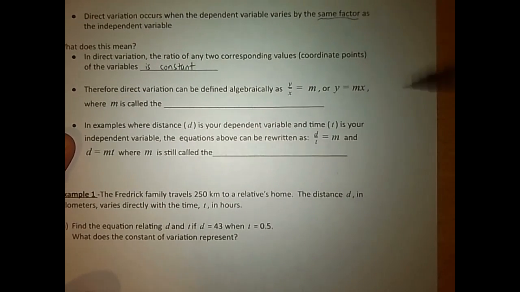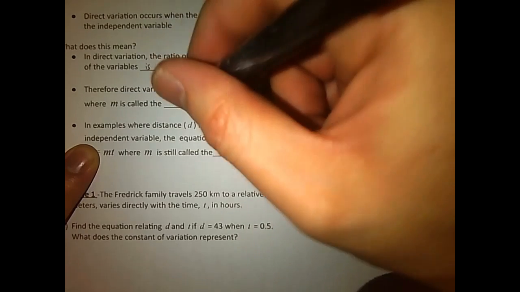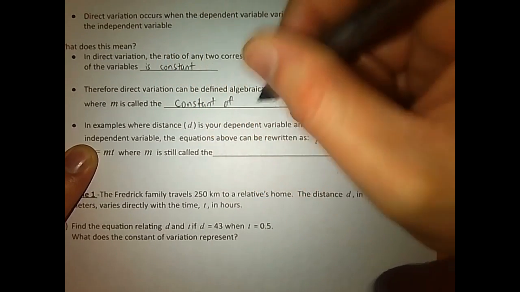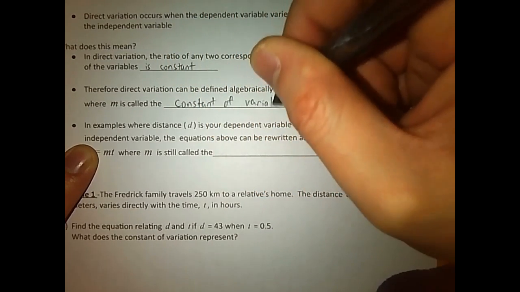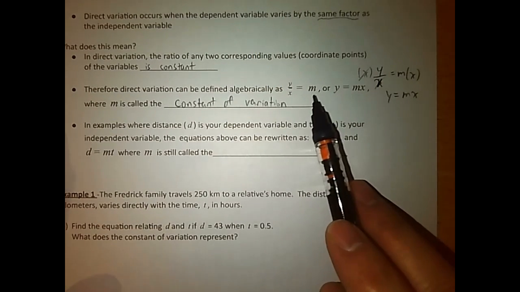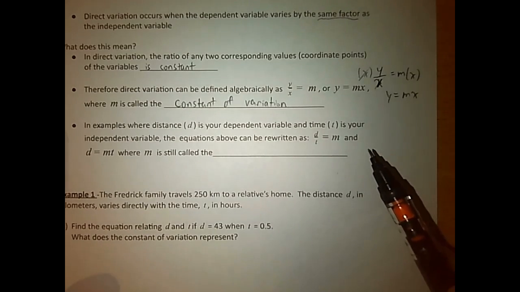So I can do that over here. y over x is equal to m. I want to multiply both sides by x, so that cancels out the fraction, and I'm left with y is equal to mx. So we call m the constant of variation. Again, in this case, Susan's speed was the constant of variation, and then Trish's speed was also the constant of variation.